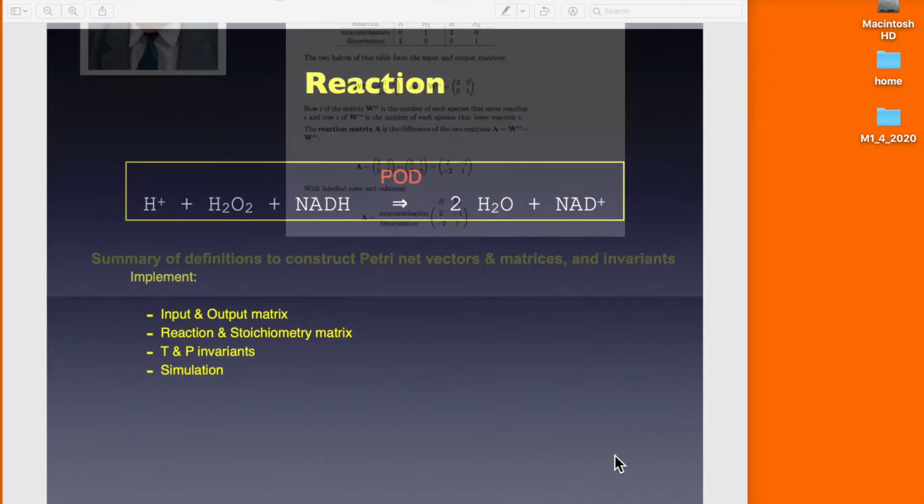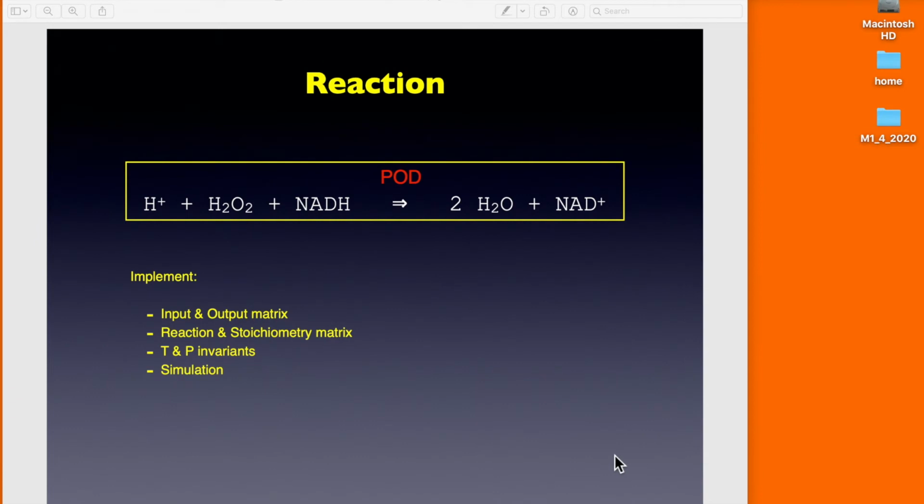So what we are going to do is take a simple example of one reaction and apply to it the formalism such that we get the input and output matrix first, then derive the reaction and stoichiometry matrix, analyze the model by checking T and P invariants, and finally do a very quick simulation of that model.